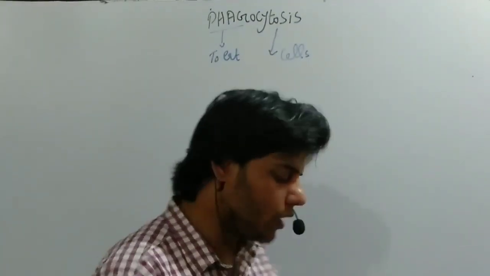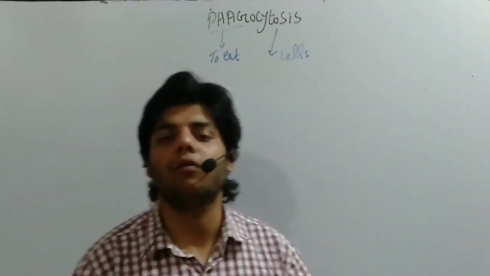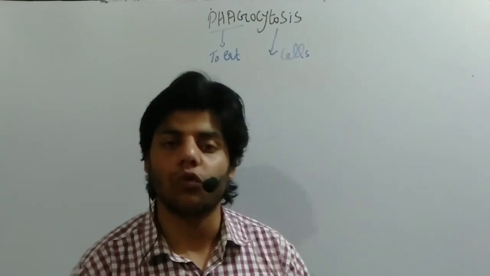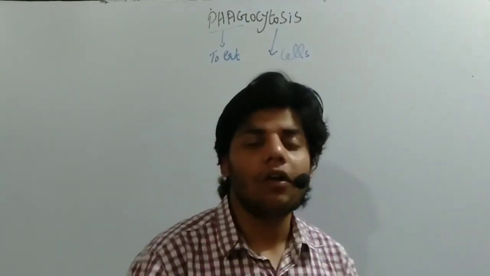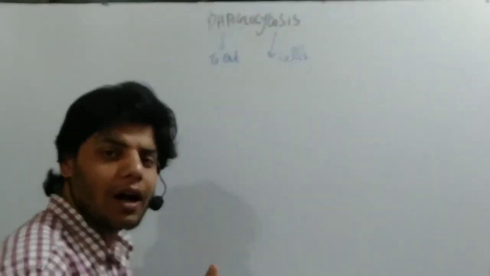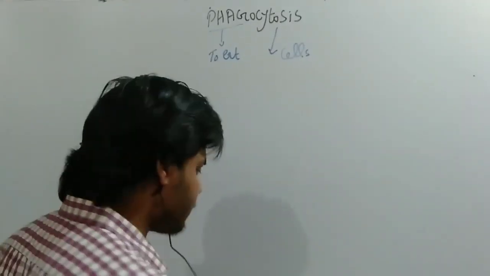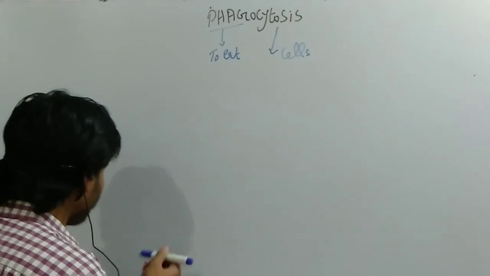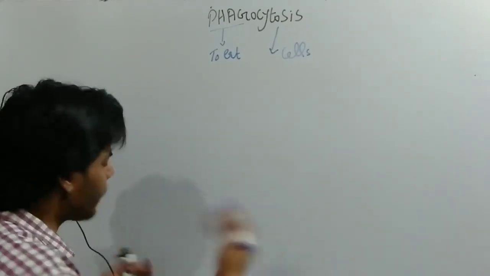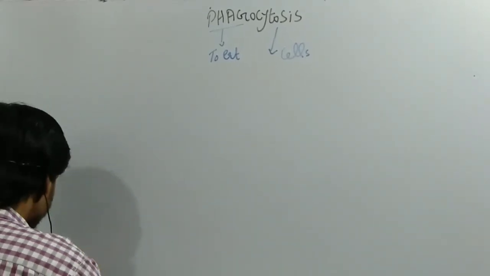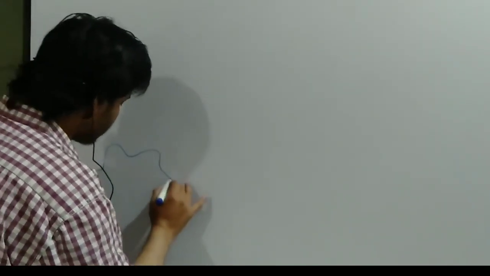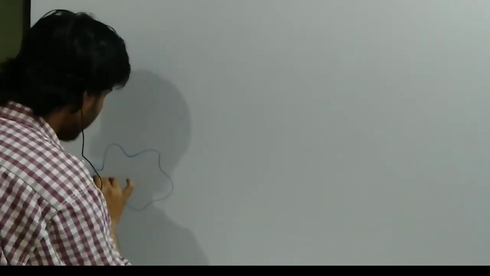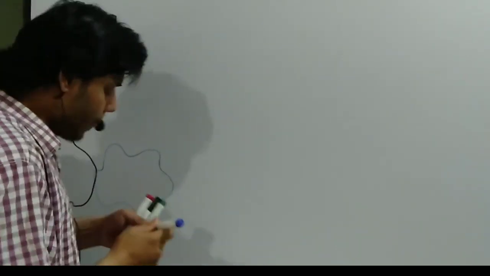First of all, let's suppose we have different kinds of cells: macrophages, dendritic cells, neutrophils, monocytes. All these cells are phagocytes. So let's draw a simple diagram of a phagocyte. Let's say this is a macrophage, or a dendritic cell, or any kind of phagocyte. Let me draw a cell. Let's suppose this is a cell, and this is a macrophage.